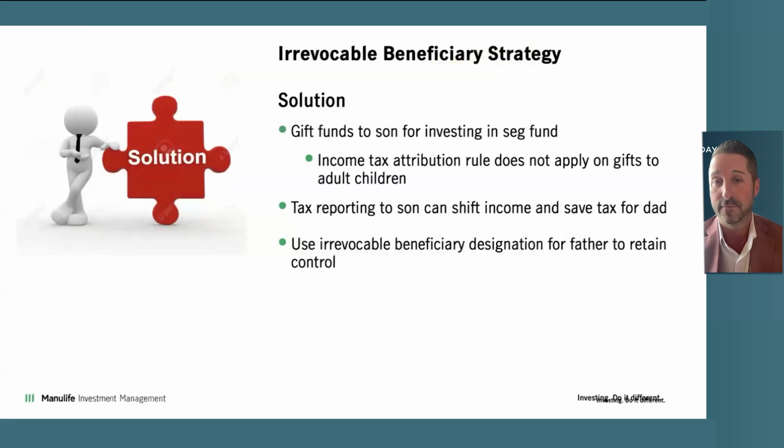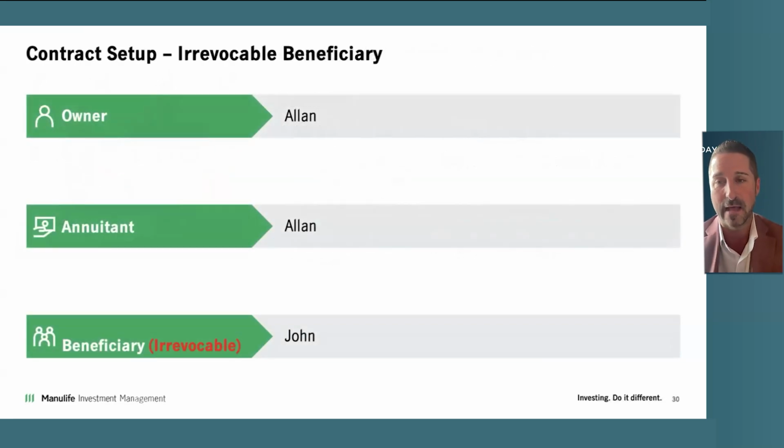And it comes down to a seg fund contract setup. And this is the way it works. John gives money to Alan. Alan sets up a contract in his name. Alan names himself as the owner annuitant. John is named the beneficiary, but irrevocably. When you have that irrevocable beneficiary tied to a seg fund, what it effectively does, it limits the rights to the owner.